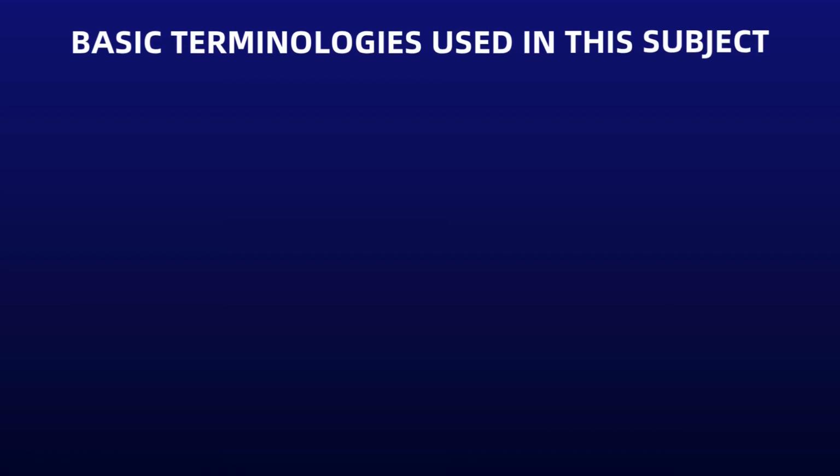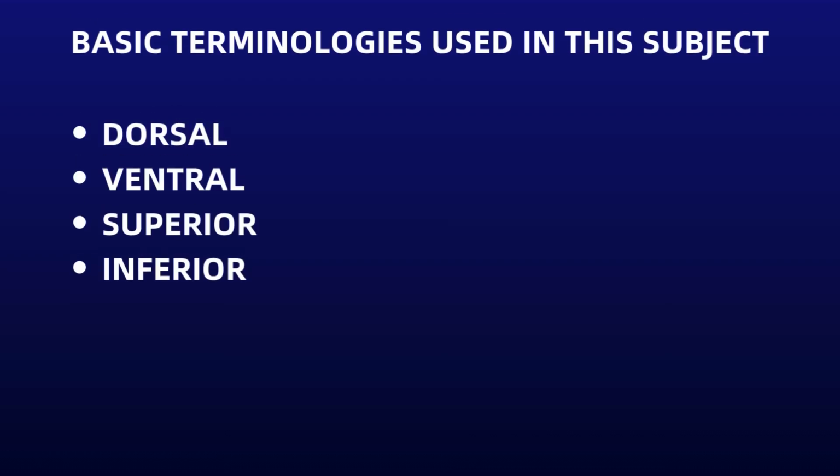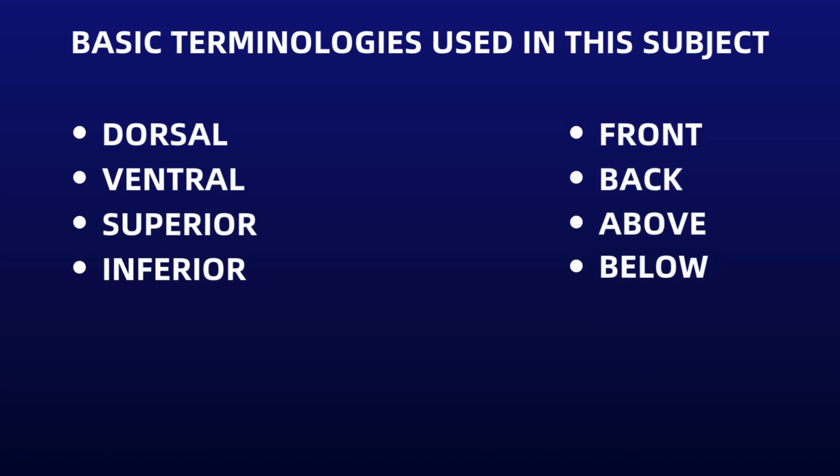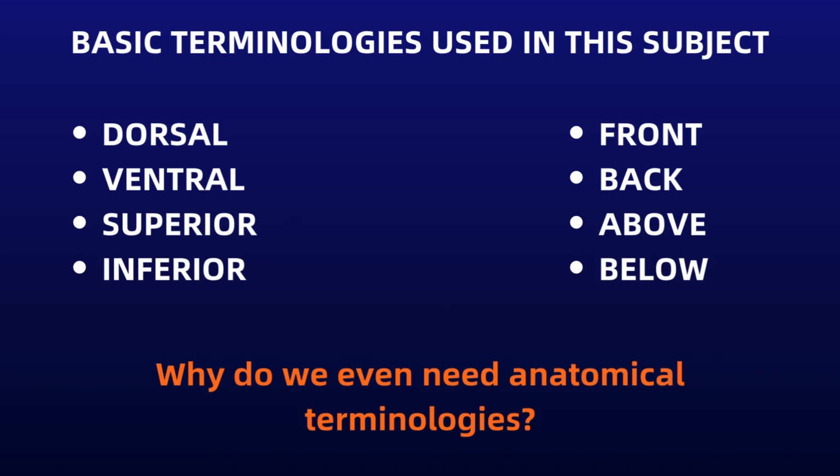In our anatomy subject, we use terms like dorsal, ventral, superior, inferior, etc., instead of common terms like front, back, above, or below. Now, you may get this common question. Why do we even need anatomical terminologies? Can't we just describe things using common words like front, back, above, or below? Well, that's where the problem begins.